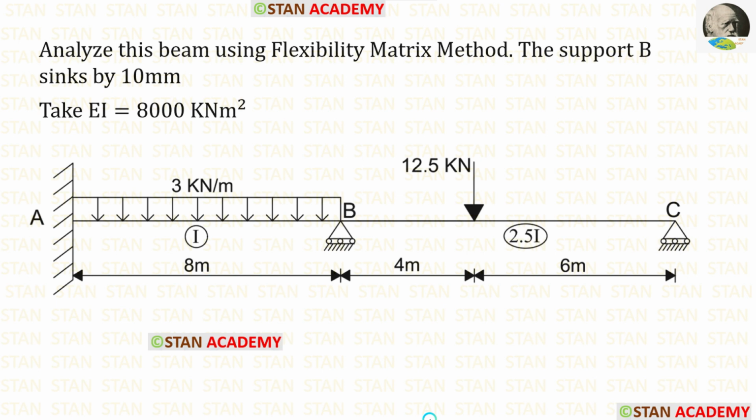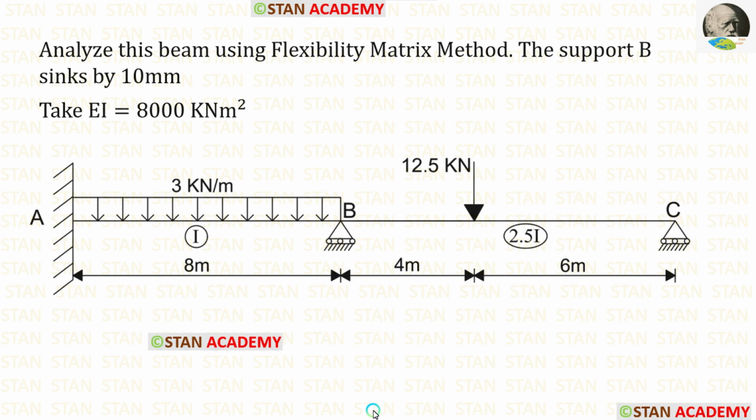Hello everyone. Today we are going to analyze this beam using the flexibility matrix method. In this beam, the support B sinks by 10 mm. The flexural rigidity EI is given as 8000 kN meter square.